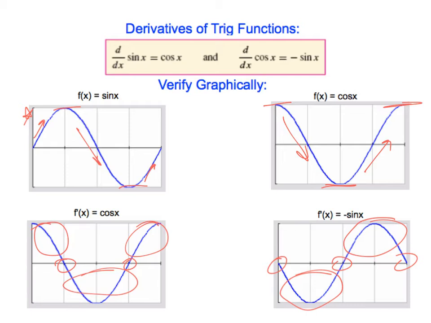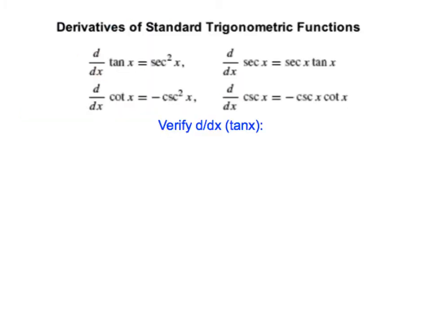So the derivative of sine is positive cosine. The derivative of cosine is negative sine. That is the important stuff for this page, and we verified those two graphically. The other four are essentially given. We're going to verify tan x, but we won't verify the rest of them. You could go through and do the same exact thing for all of these.